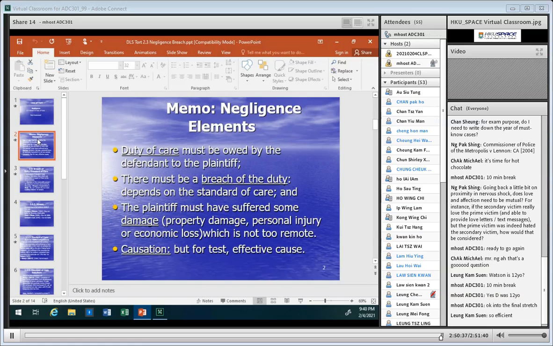And the most important defence to negligence is going to be contributory negligence. Must know the law on contributory negligence. We've already mentioned contributory negligence in passing a couple of times.